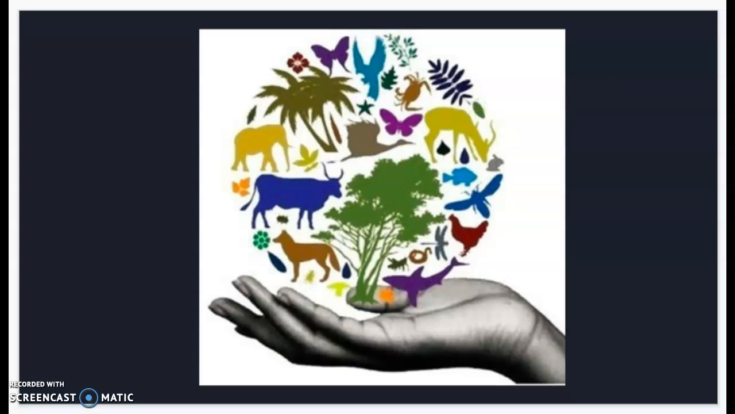It's kind of an image to show you biodiversity, and you see a bunch of different types of animals and plants here. That's exactly what biodiversity is, the sum of all of them on this planet.